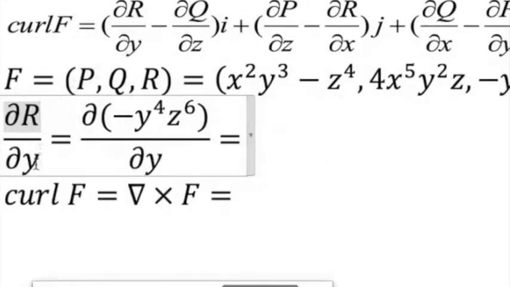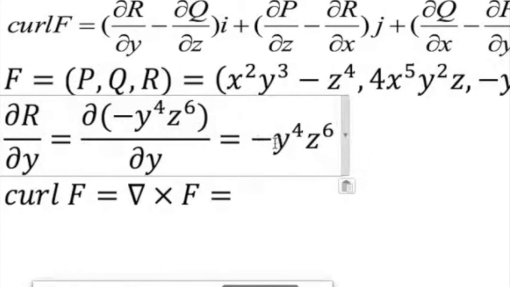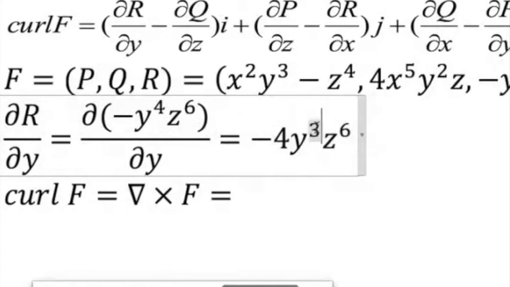Partial R by partial y. R is the last component, which is this one. I will find the derivative with respect to y, and we will treat z as constant. Then take 4 here and take 1 from here, and the second component is partial Q by partial z.